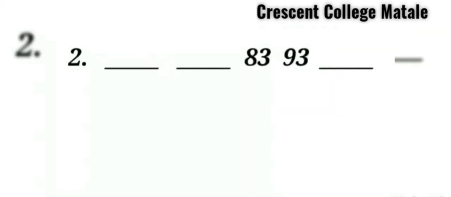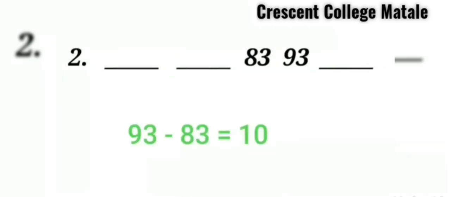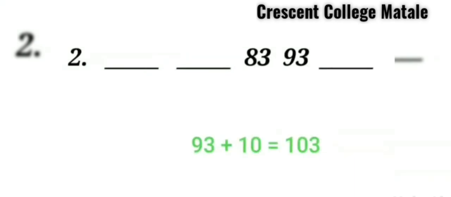Second question. We can see in the middle there are two numbers. So we can take those two numbers to find the difference. So 93 minus 83 equals 10. We can find the number next to 93 by adding 10 to 93. 93 plus 10 equals 103.